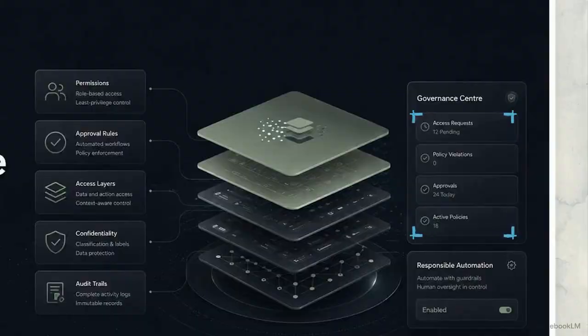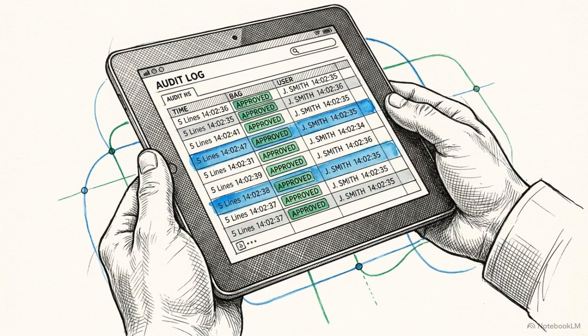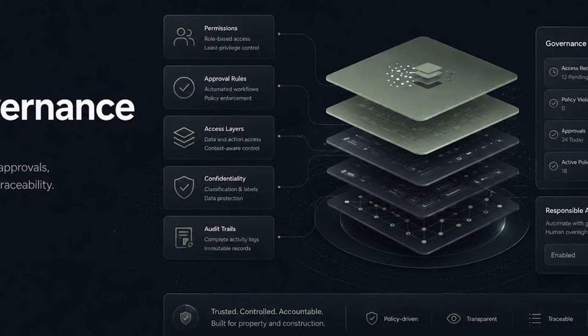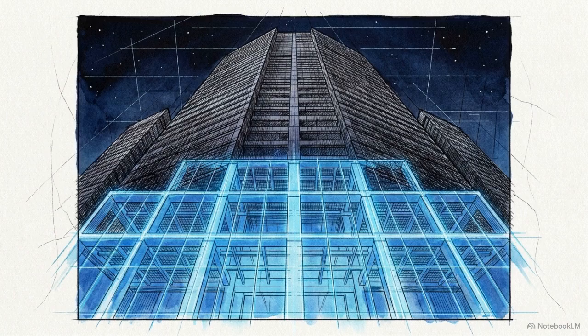In physical asset industries, absolute traceability is required for regulatory compliance and dispute resolution. To guarantee that, the system generates complete, immutable audit trails, logging every action, approval, and data modification permanently. True automation requires an underlying foundation of trusted, controlled, and accountable governance logic.